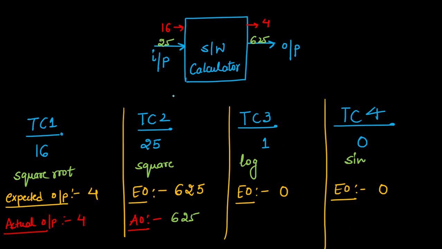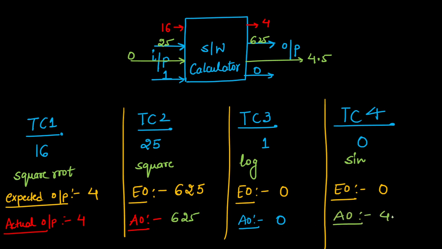Then let's say here you gave the input for log 1. Now you have to calculate log. Suppose the result came 0. What actual output came here? The actual output came 0. Correct. Then let's say here you gave the input 0. You have to calculate sine and let's say here 4.5 came. The actual output here you are getting is 4.5. Now what will you do? Now you will check. So you have checked the test cases.